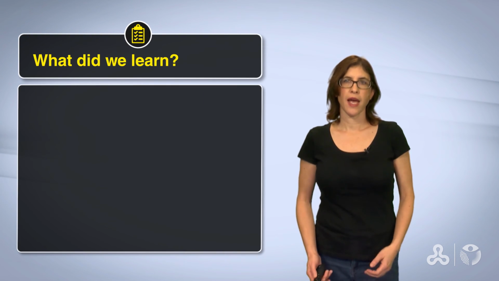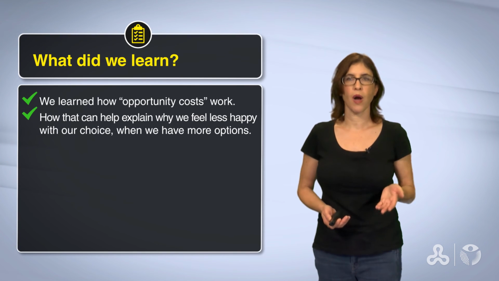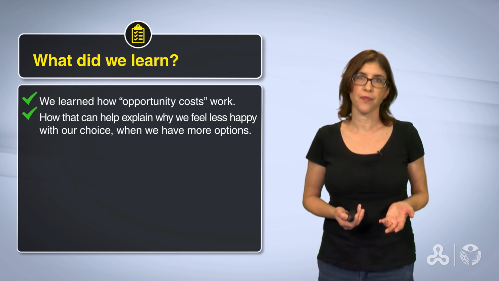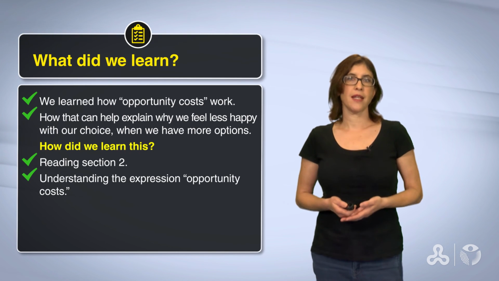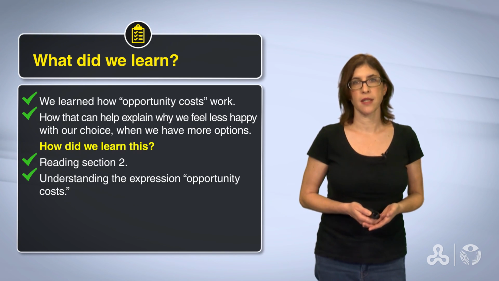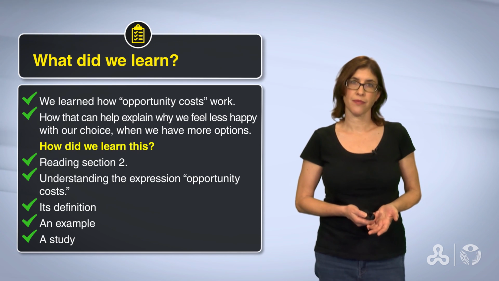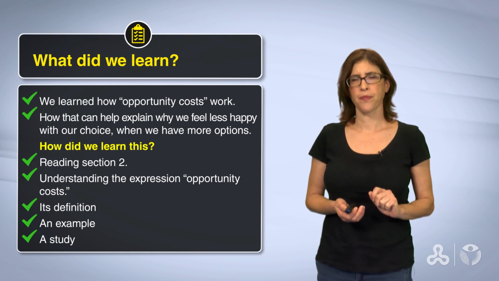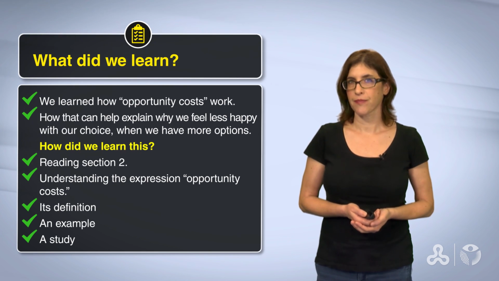We're ending our lesson. What did we learn? We learned how opportunity costs work and how that can help explain why we feel less happy with our choice when we have more options. How did we learn this? By reading section 2, understanding the expression opportunity costs, its definition, an example, and a study. In the next lesson, we will investigate one more term and see how this can add to our understanding. So see you there.